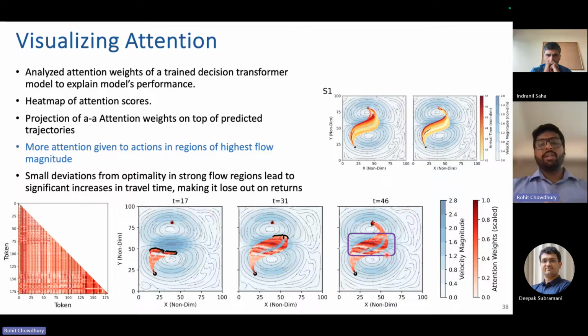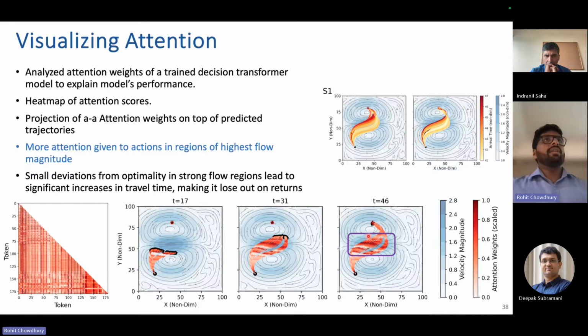So essentially, in this figure, what you're seeing, the red color denotes how much attention was paid while taking an action at that particular time in that trajectory. So the darker it is, the more attention was paid. And of course, the blue color represents the magnitude of the flow. And what we see is that most attention was paid by the agent in those parts of the trajectory that exactly overlaid with the critical regions of the flow. These regions of the flows are those regions that are high in magnitude.